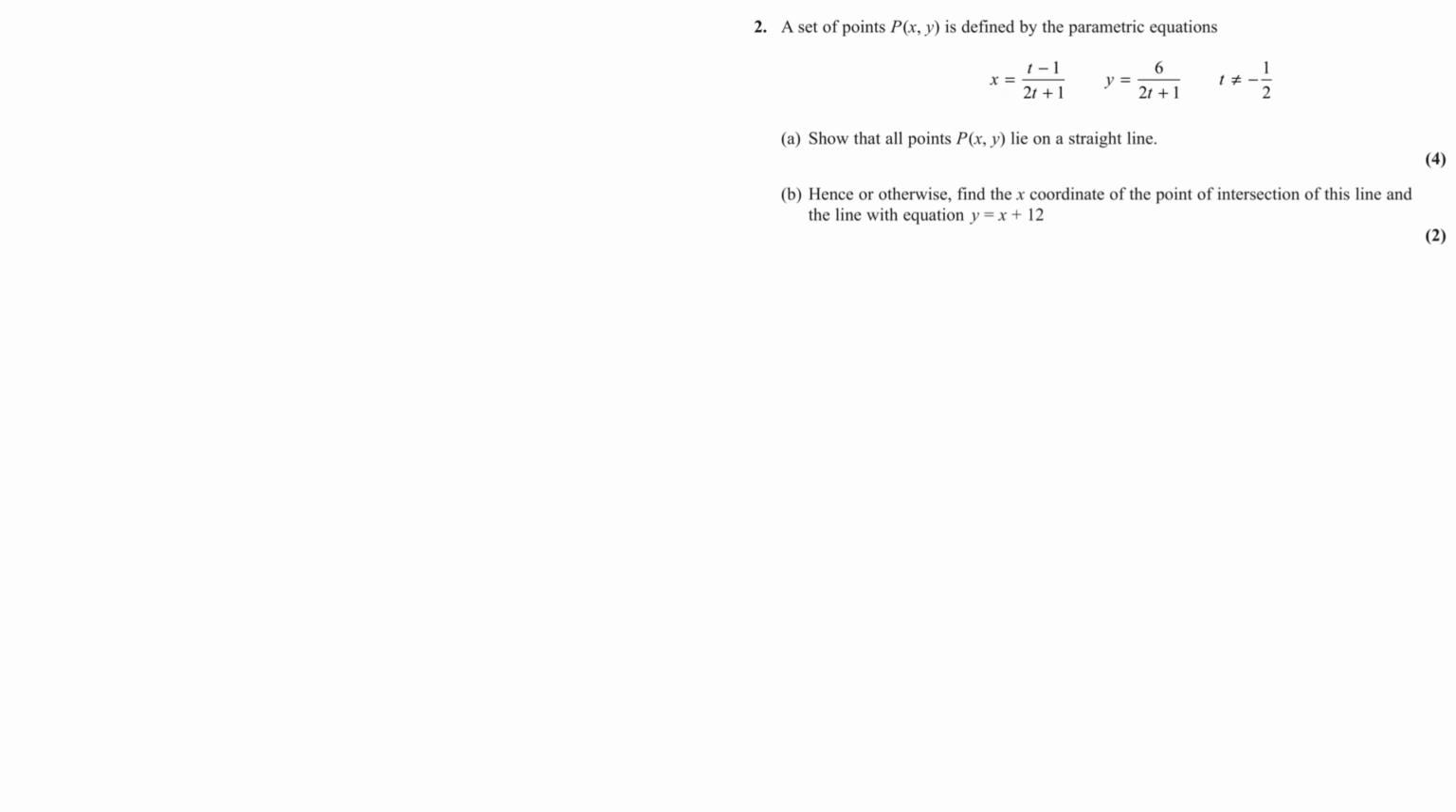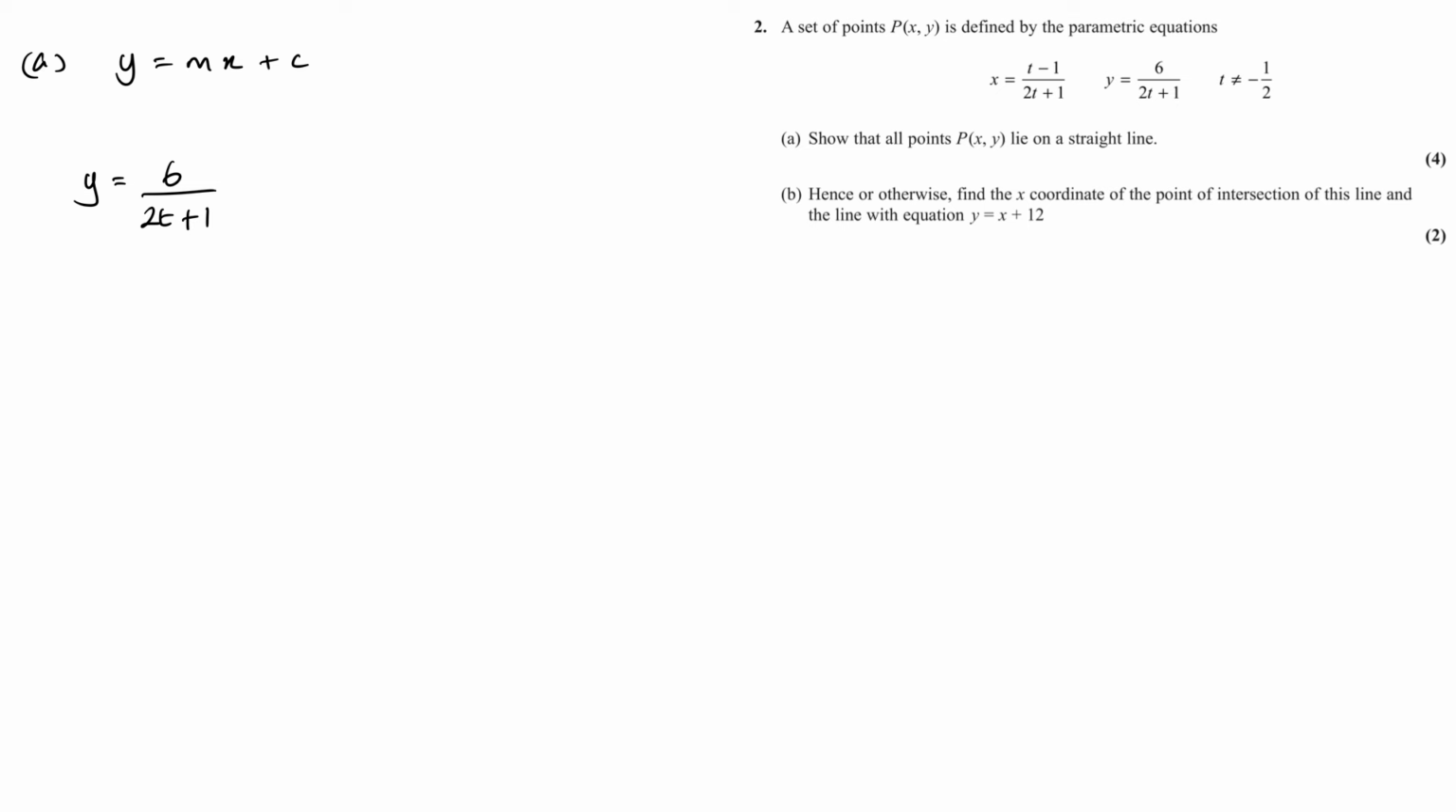So here we have a set of parametric equations, and we need to show that all points x and y lie in a straight line. So the easiest way to do that is to put these together and get them in the form of y equals mx plus c. Okay, now that isn't quite as easy as it stands, so we can see that y equals 6 over 2t plus 1, and our x is also quite awkward.